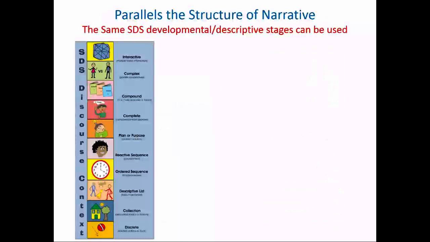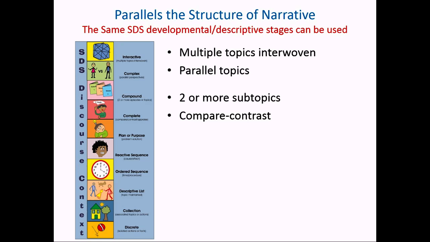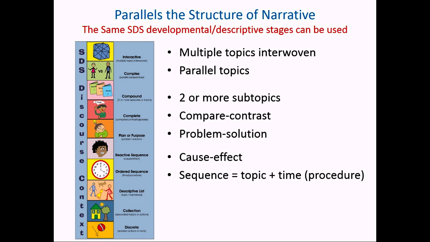A lot of people think of expository discourse as very different from narrative discourse, but when you look at it, they really are just parallel structures. They have different content, but the formats are pretty much the same. So at the highest level, you have the interactive, where multiple topics are interwoven within a single text. You have parallel topics, two or more subtopics, compare-contrast, problem-solution, cause-effect, sequencing, description, associated topics, and random ideas.